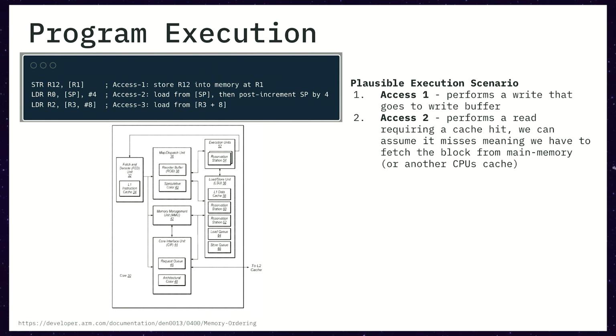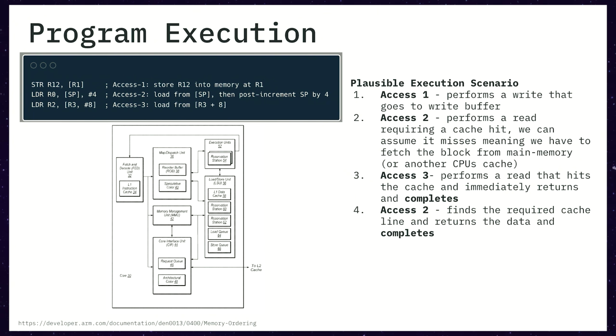Access 2 might perform a read on the stack pointer, but that could cause a cache miss. So I actually have to go fetch the actual address. And access 3 performs a read that hits. So what ends up happening internally is that you have access 3 completing first, because the data is already there, access 2 having to come back from memory with data from the stack pointer, and then access 1. So we have this out-of-order execution scenario that happens internally within a CPU.